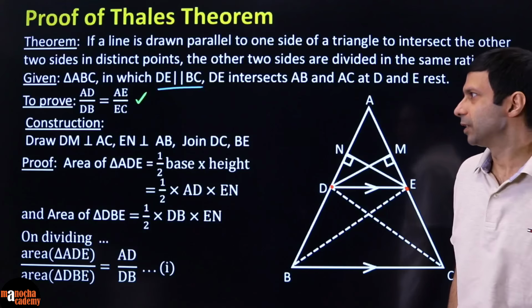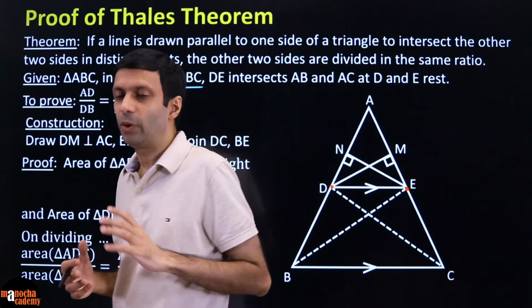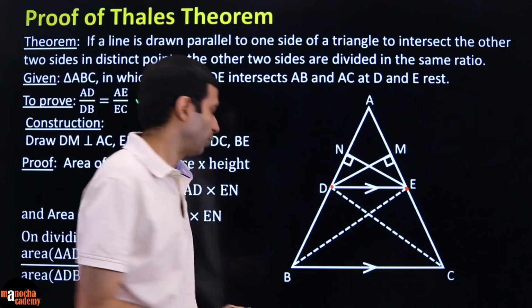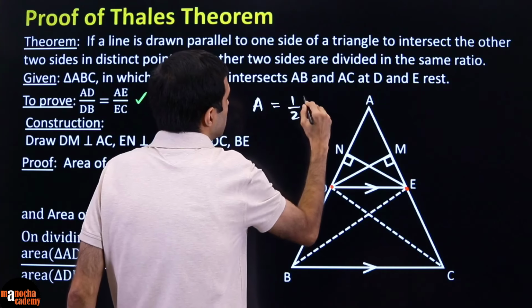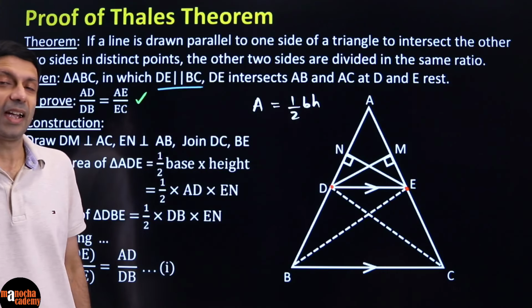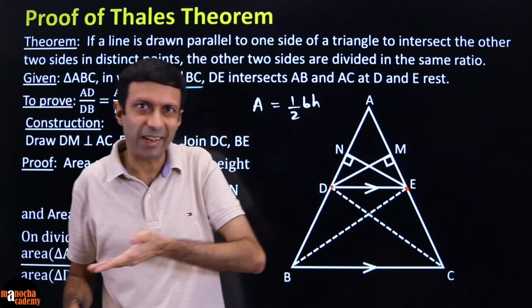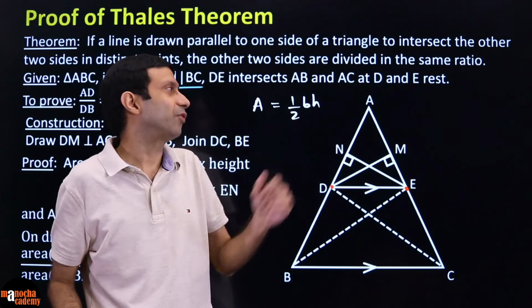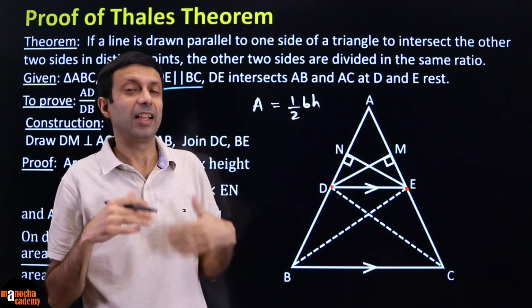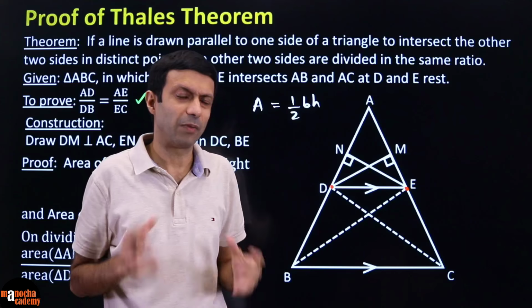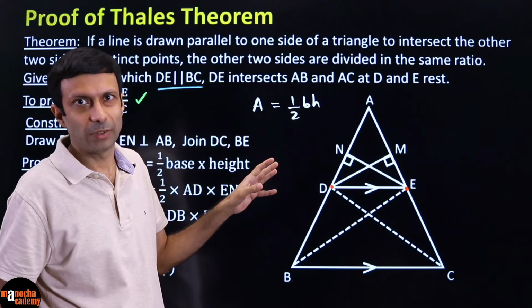Now how will you prove this? Since we are going to use area of triangles, what is the formula? Do you guys remember? Area of a triangle is half base multiplied by the height. And height in a triangle always means perpendicular height. You can't have a slanting height, right? So area of a triangle always involves half base times perpendicular height. That means since we are using the area of triangle concept, we need to draw some perpendiculars.